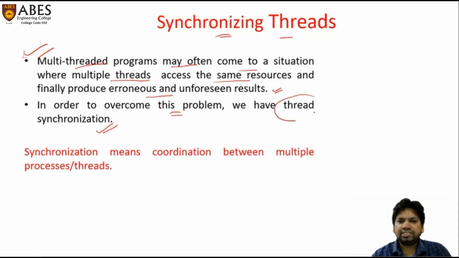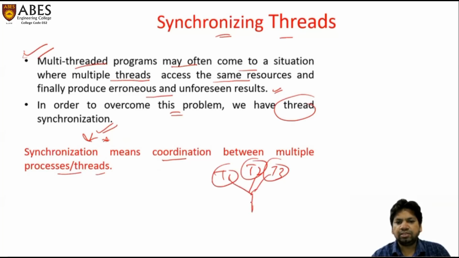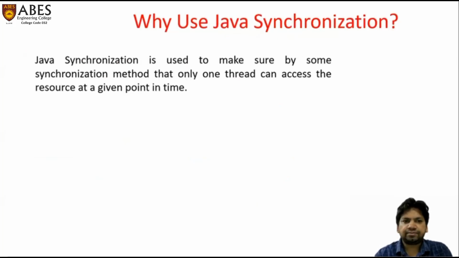What is the meaning of thread synchronization? The basic meaning of synchronization is coordination between multiple processes and threads. There are threads T1, T2, T3, and all of them want to access the resource. We may get some problem because there is no coordination between them. That's why we need thread synchronization.